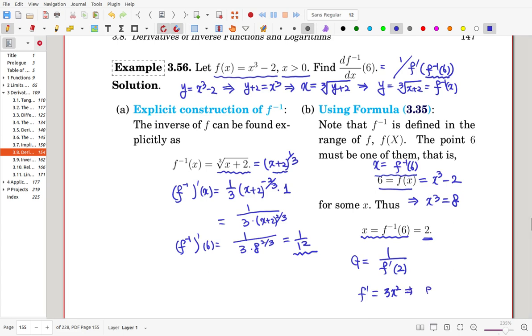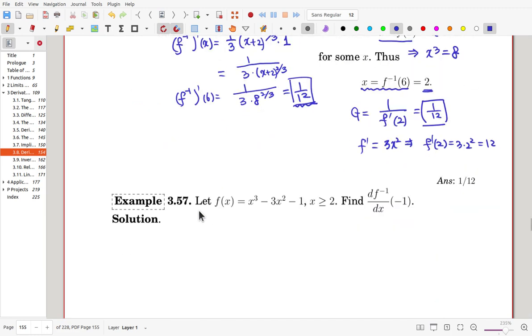So from here now, f prime at 2 equals 3 times 2 squared, which is 12. So we got here 1 over 12. So we got the same result as with the explicit construction of f inverse. Okay. Now here, f is given in this way, and we want to find the derivative of f inverse at -1. Okay, let's think in this way.